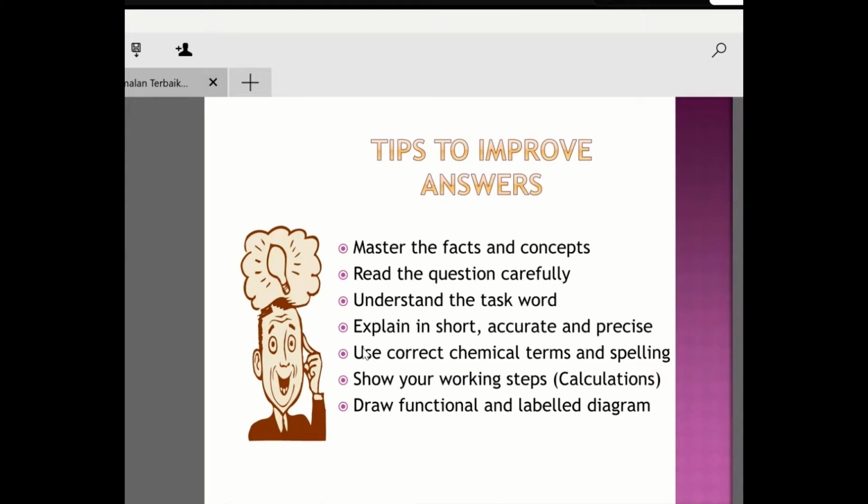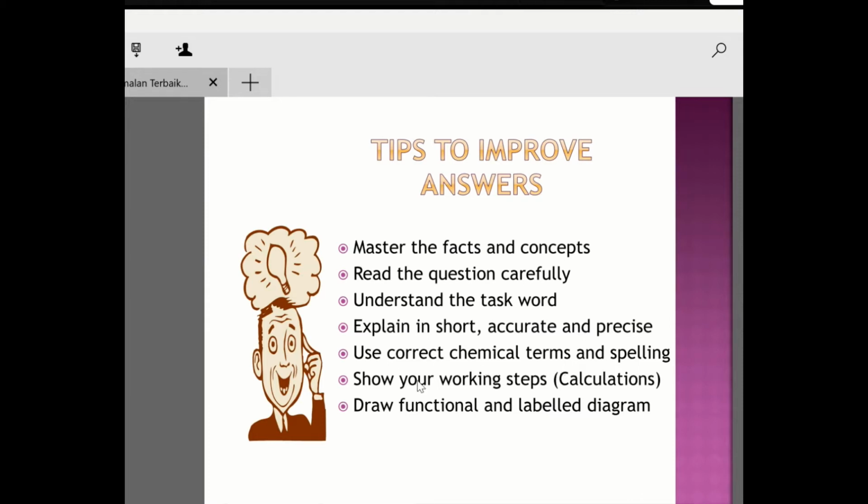Then number 3, always try to train them to write a very short, accurate, and precise answer rather than a flowery answer without points. Then use the correct terms and spelling. One very important part in chemistry is the spelling. Diffusion, if you spell it wrongly, no marks will be given. Saponification. They have so many terms that come up. If the students are not able to spell them correctly, then they will lose their marks. And then the correct terms as well.